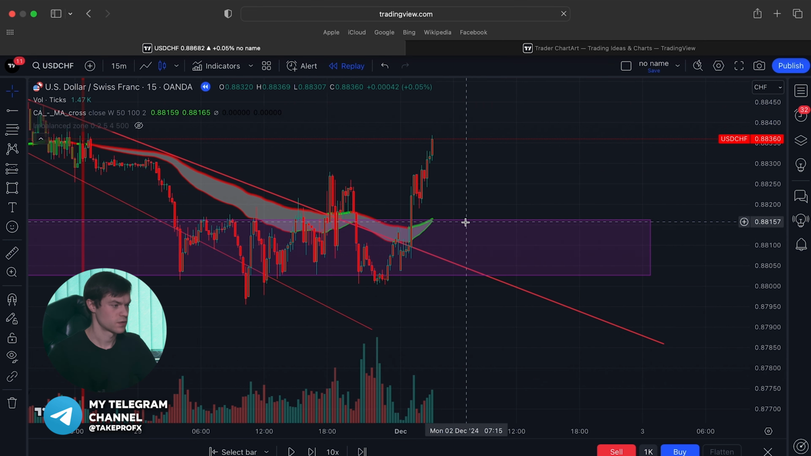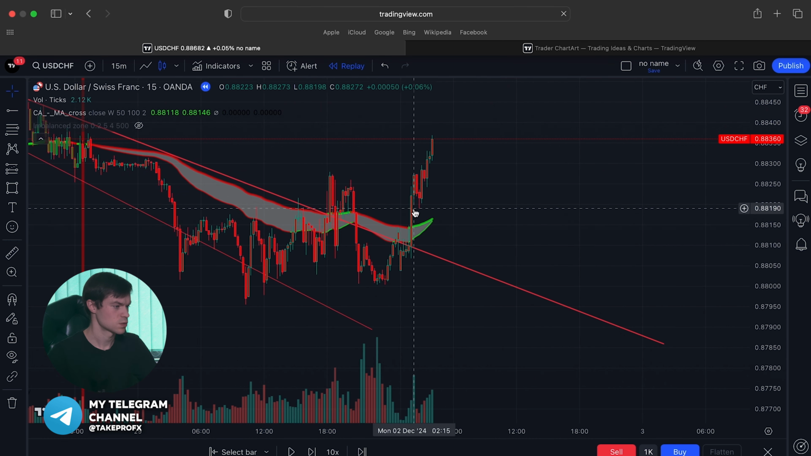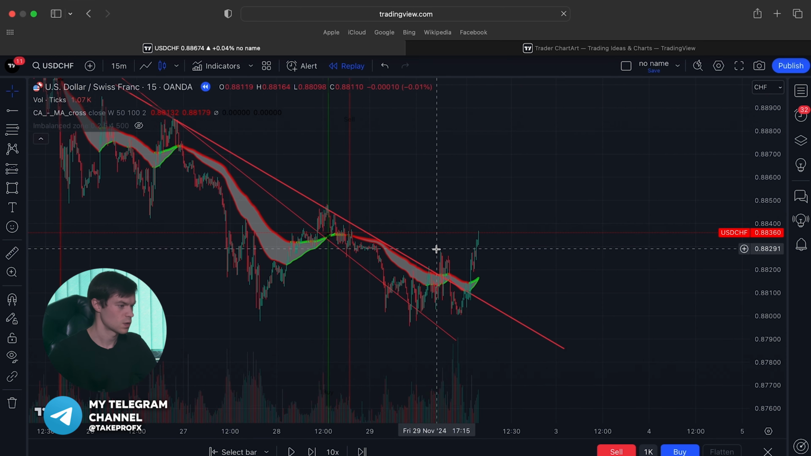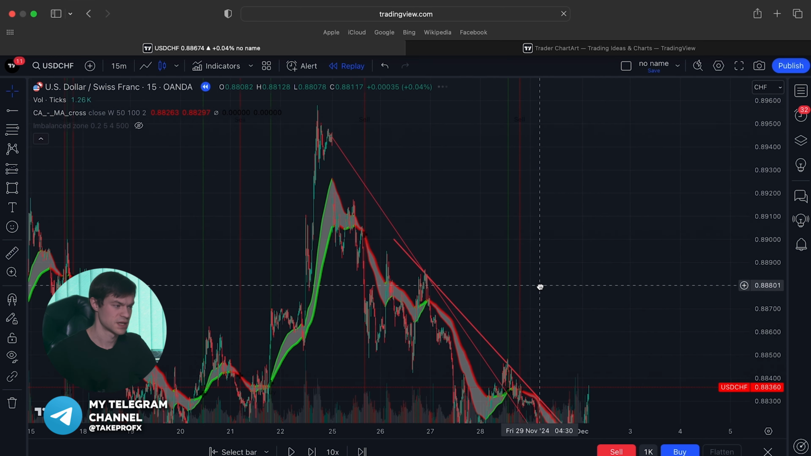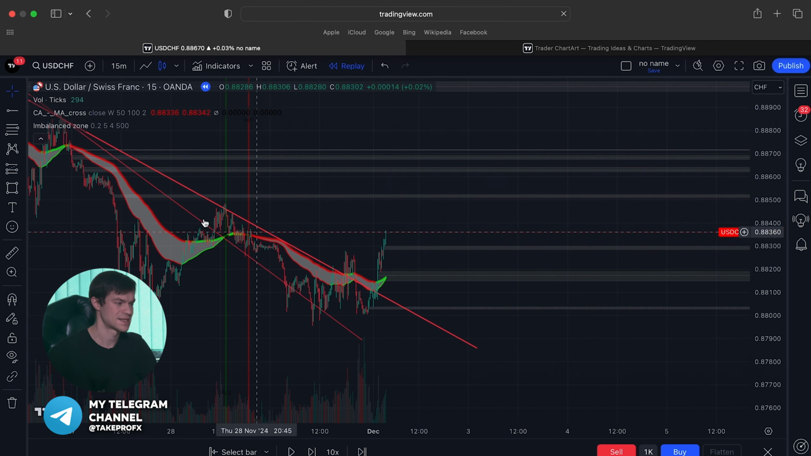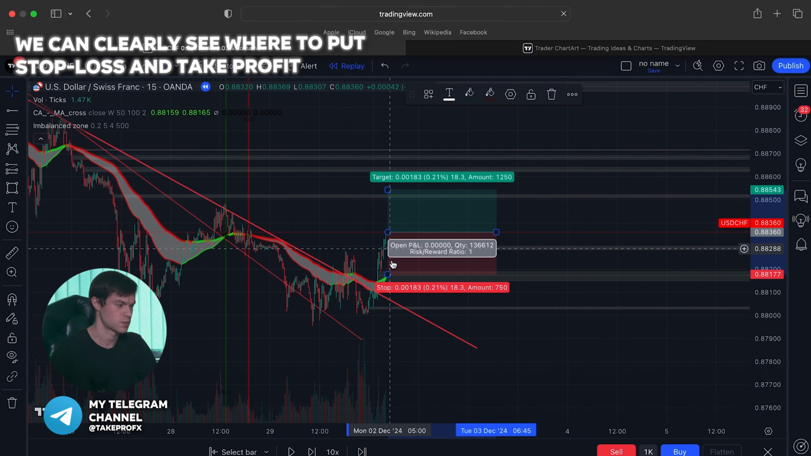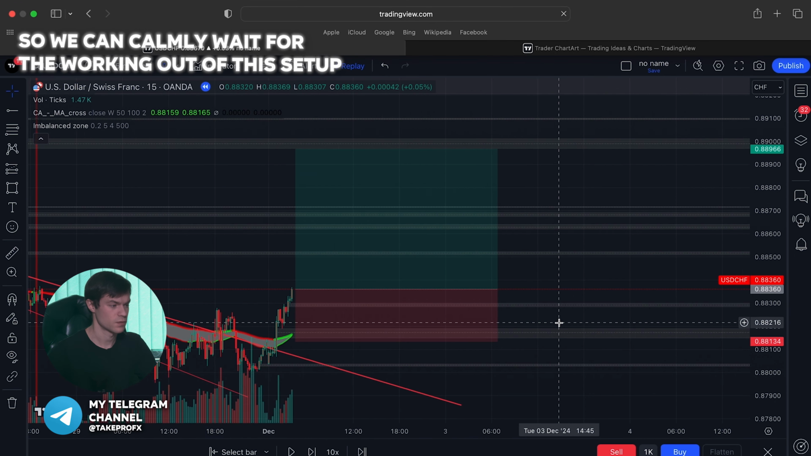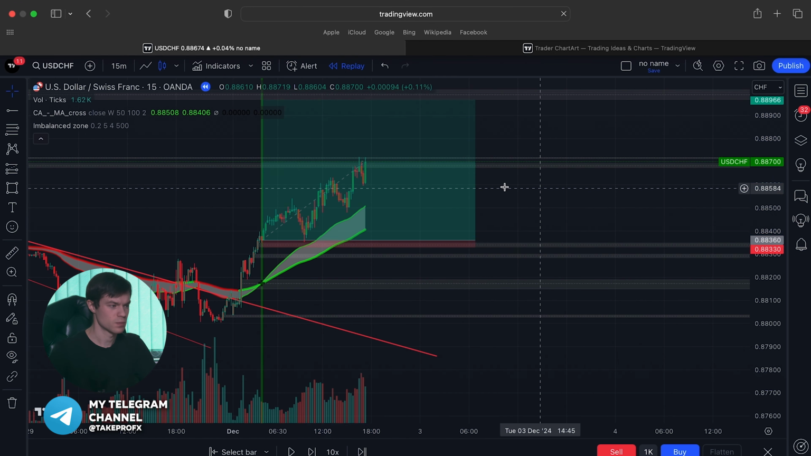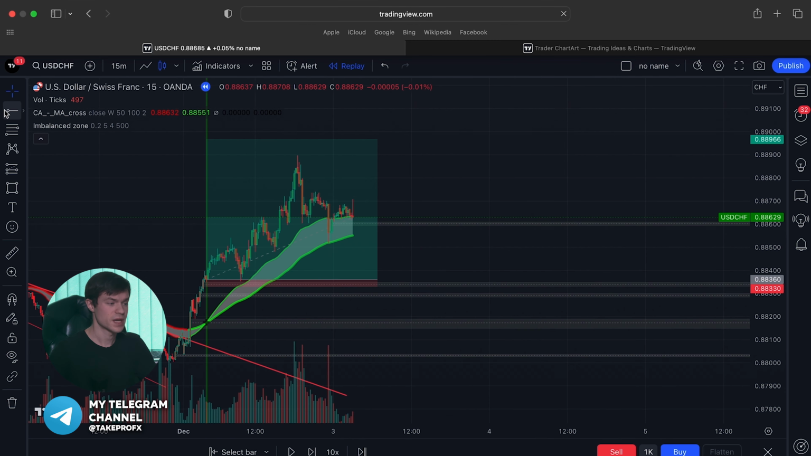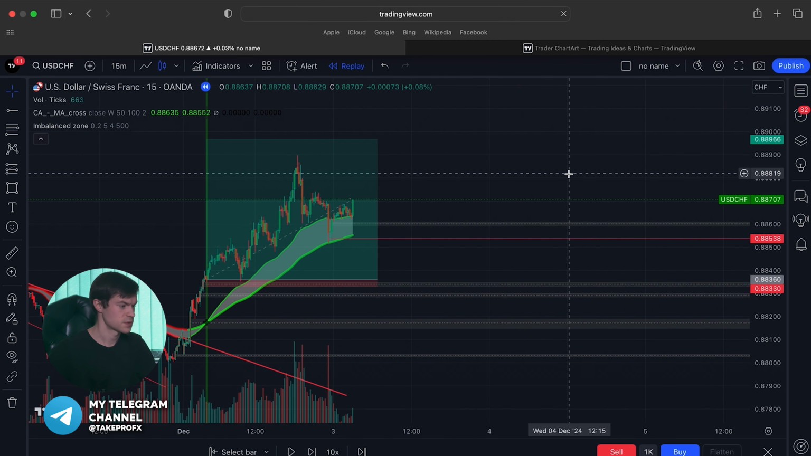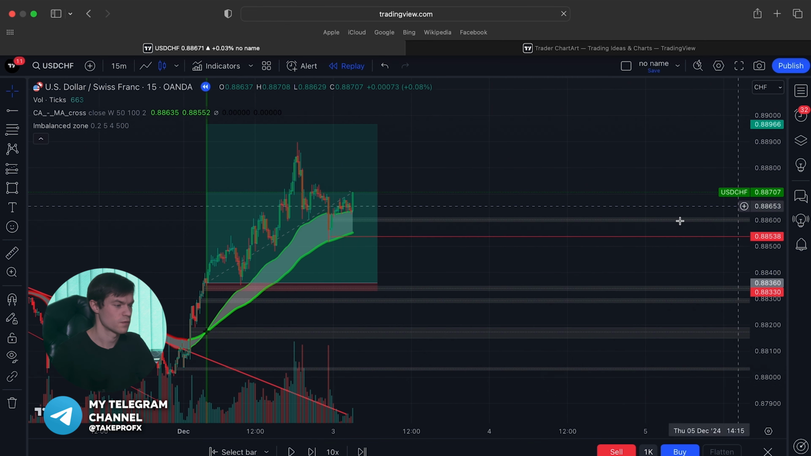We have 2 lines of the moving average indicator almost crossed each other. Despite the fact that we have grown quite well from our local value, we had a very big downtrend. And the potential for movement can be very big. We can clearly see where to put stop loss and take profit, so we can calmly wait for the working out of this setup. Basically, at this point, we can move the stop without loss. Then we can move the stop loss approximately for this new minimum value in this uptrend and wait for the formation of the next one.